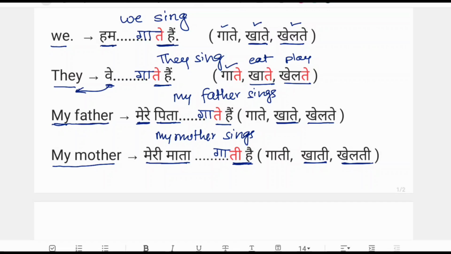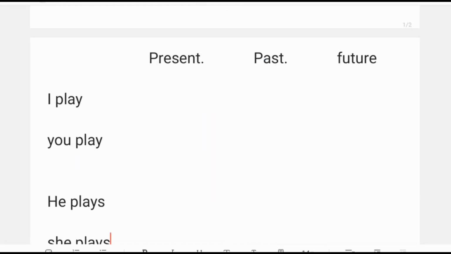So in this way we can use different verb forms to make present indefinite tense. I think this video will definitely help you to understand simple Hindi sentences in present indefinite tense. Now let's see how we can use different pronouns in present, past and future tenses and what changes are made in their verb forms.